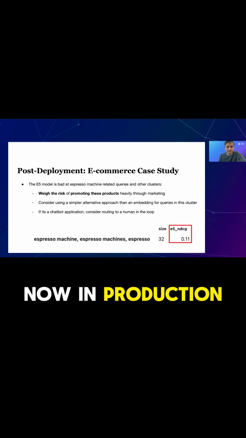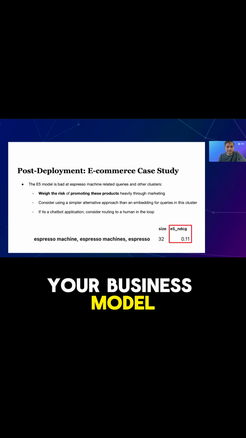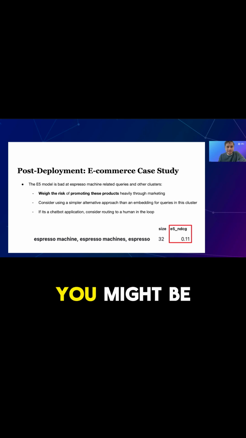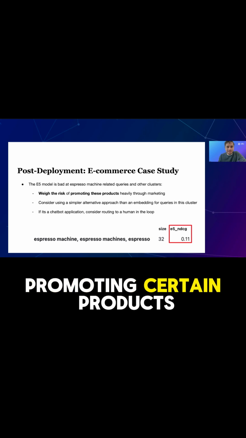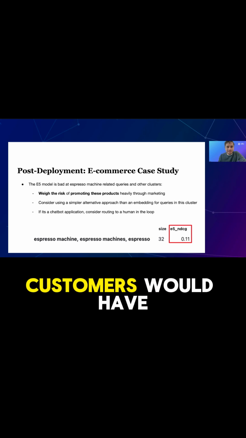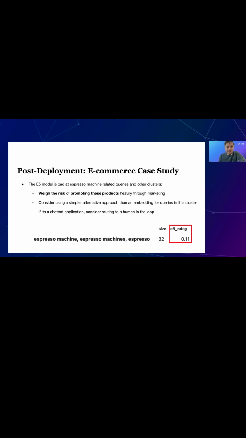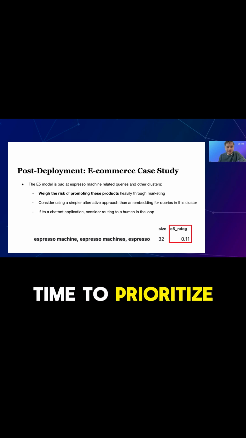Now, in production, models don't operate in isolation. They operate within your business model. And in your business model, you might be spending money promoting certain products through marketing. If you knew in advance that customers would have a bad experience searching espresso-related queries, then maybe it's time to prioritize other things in the meantime while you're trying to improve this experience.